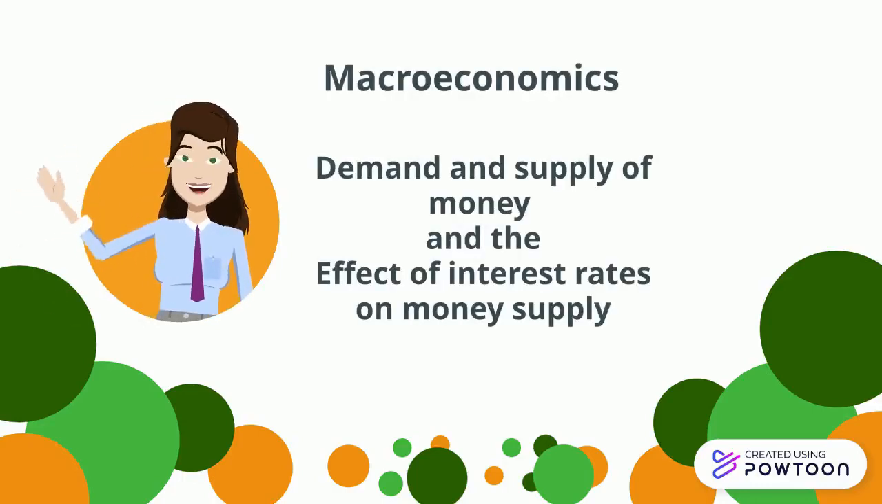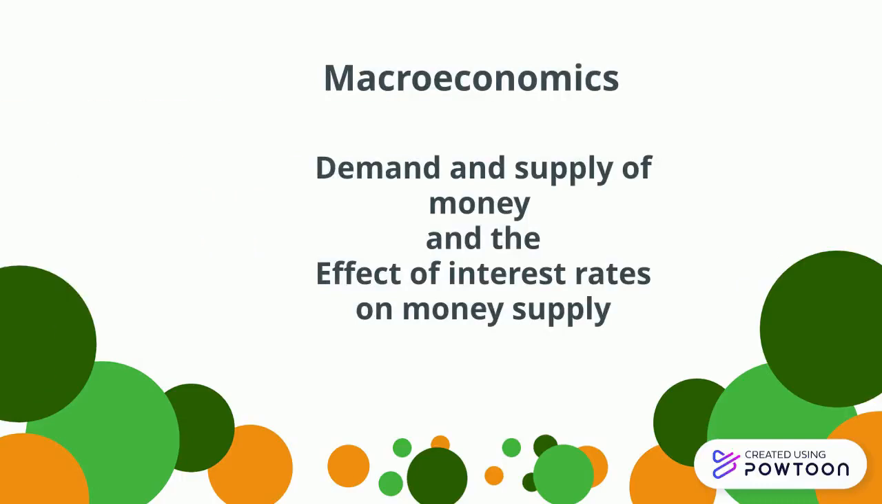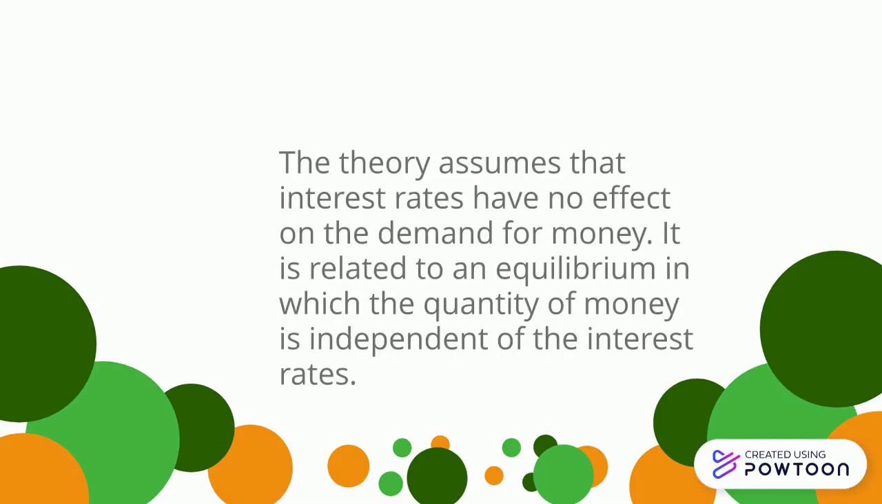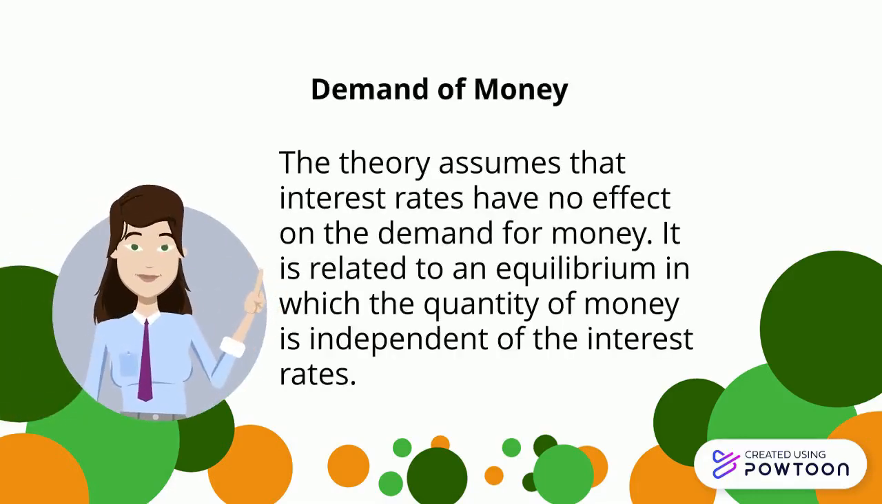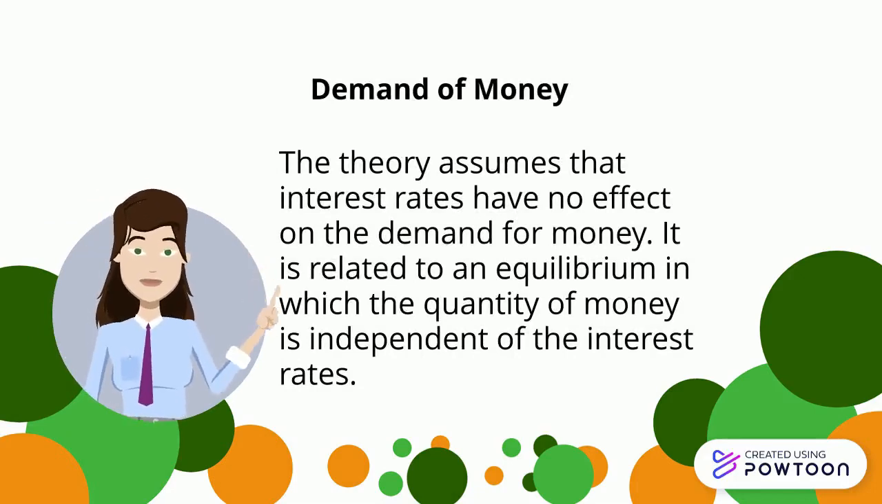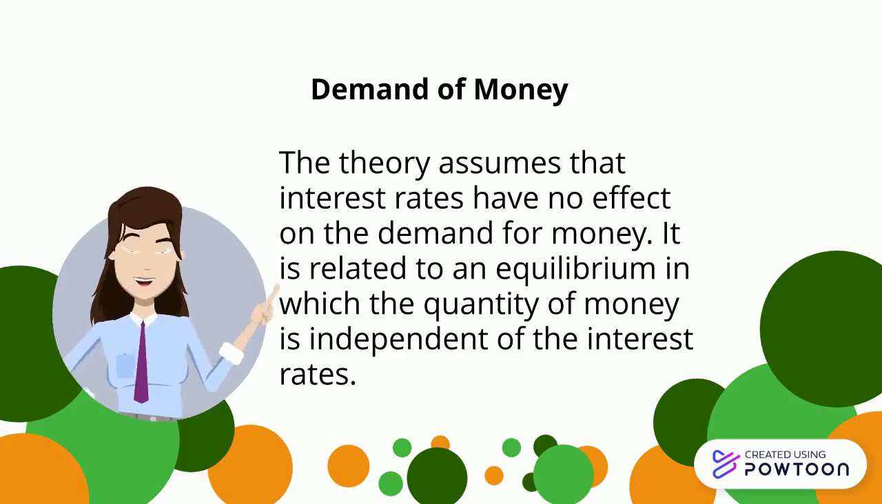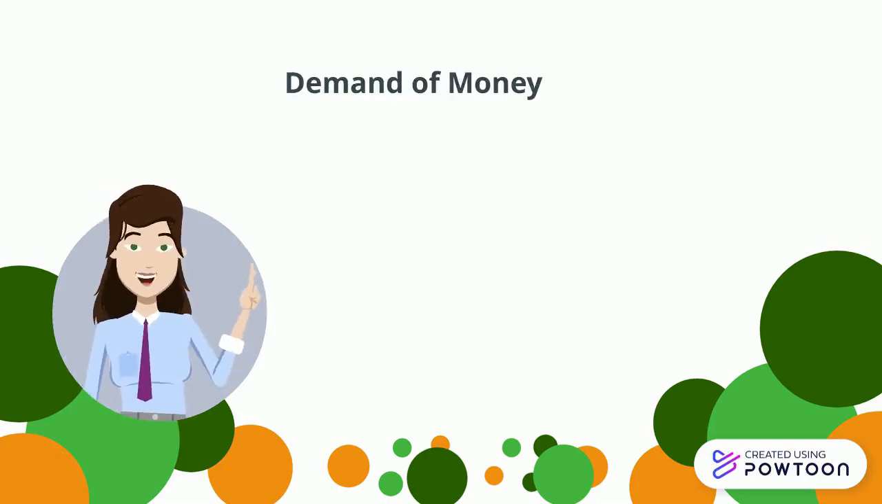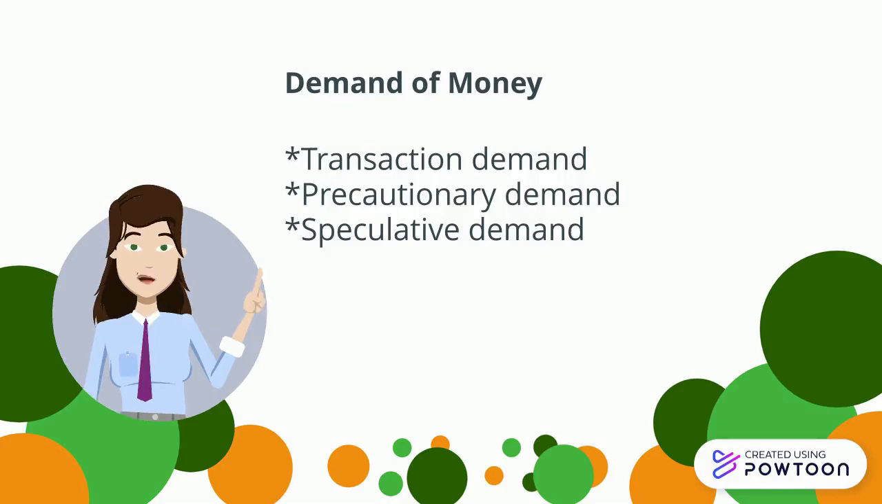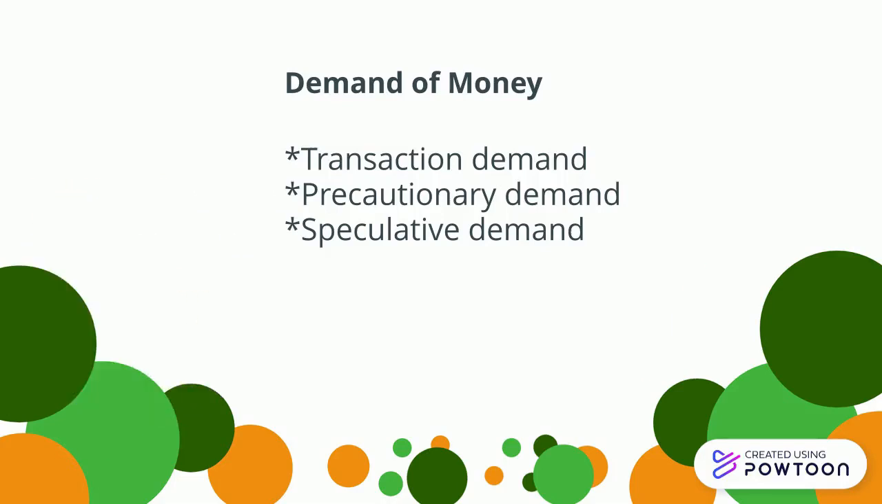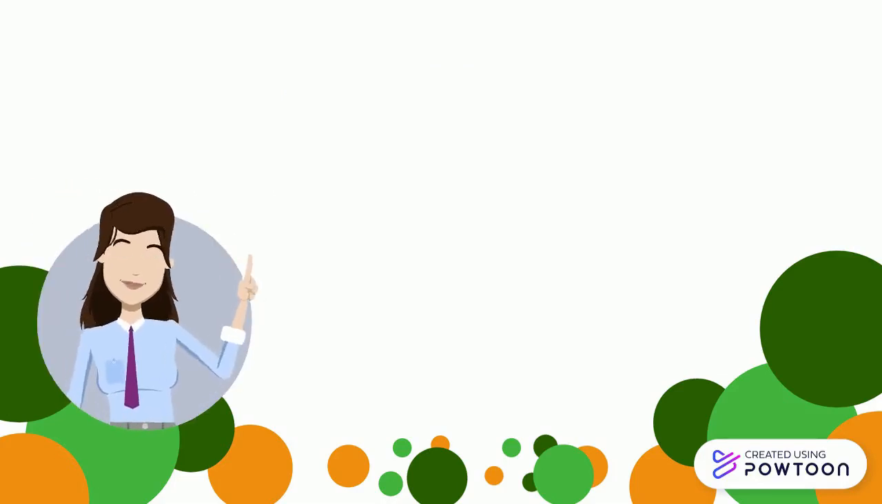Our topic will be on demand and supply of money and the effects of interest rates on money. The demand of money. The theory assumes that interest rates have no effect on the demand for money. It is related to an equilibrium in which the quantity of money is independent of the interest rates. According to the Keynesian theory, people need money for three purposes: transaction demand, precautionary demand, and speculative demand. Let us look at these three purposes individually.